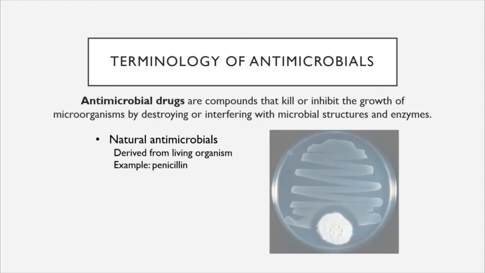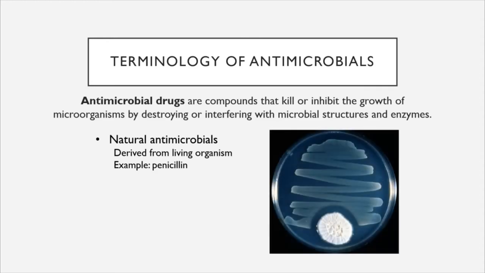For example, penicillin is one such compound, which is derived from a type of mold called the Penicillium genus. And as you can see in this image right here, the streaks of bacteria on this plate are inhibited by this mold growth right here, which naturally gives off the penicillin compound as a defense mechanism.